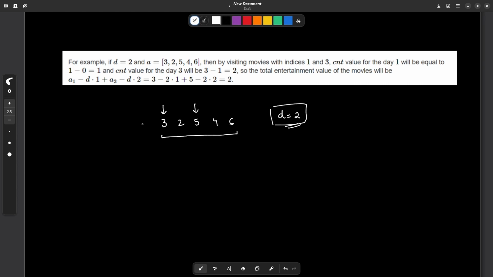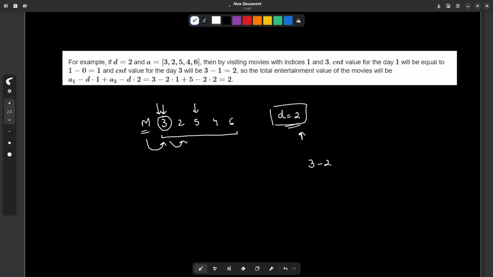So they're saying that I watched a movie here at this particular point. Now when I go to this particular day, that means one day has passed. So the entertainment value of this particular movie will decrease by 2 because the value of d is 2. So the total value will be 3 minus 2. Now I watch this particular movie.